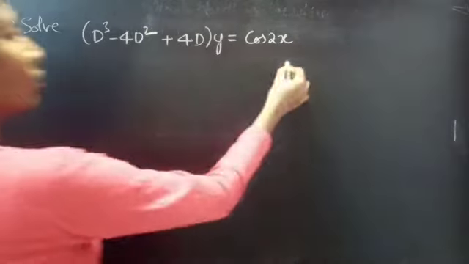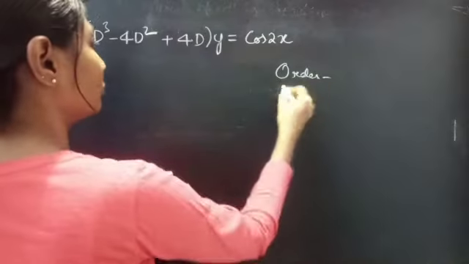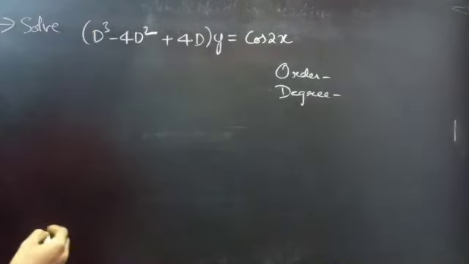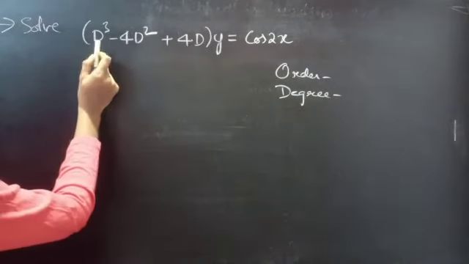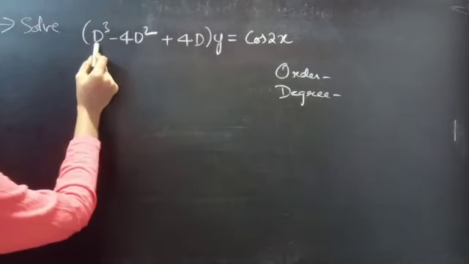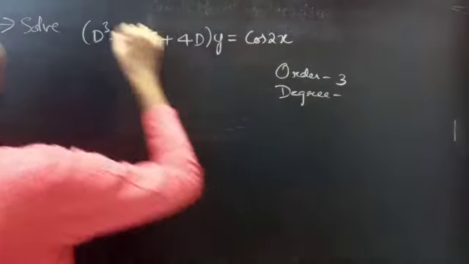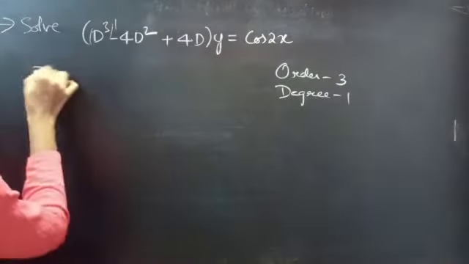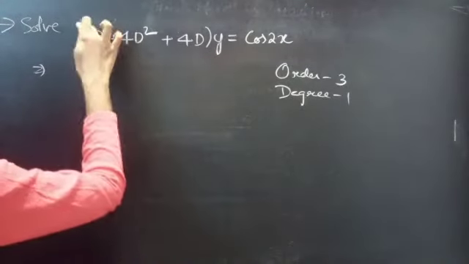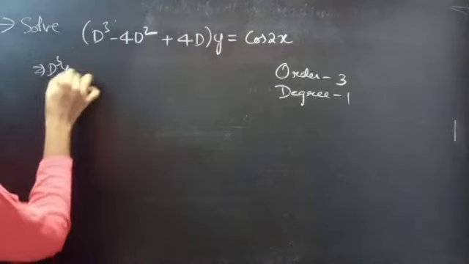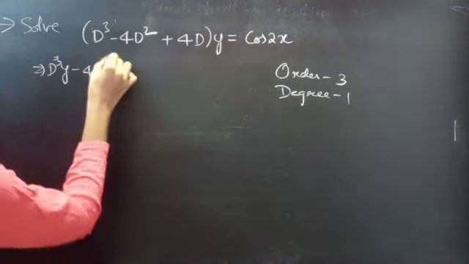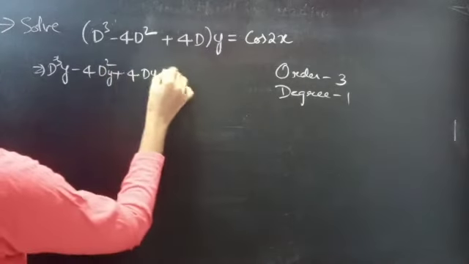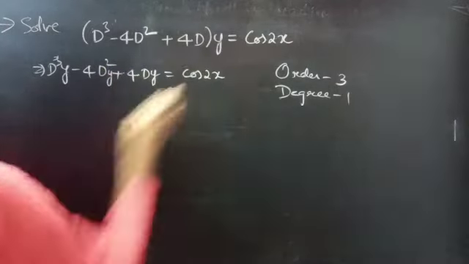Firstly, let's find the order and degree of the given equation. Identify the highest derivative. Here, D cube is the highest derivative, so our order will be 3. And the highest power of the highest derivative is the degree. Or you can just write the given equation as D cube y minus 4 D square y plus 4 Dy equals cos 2x, right?